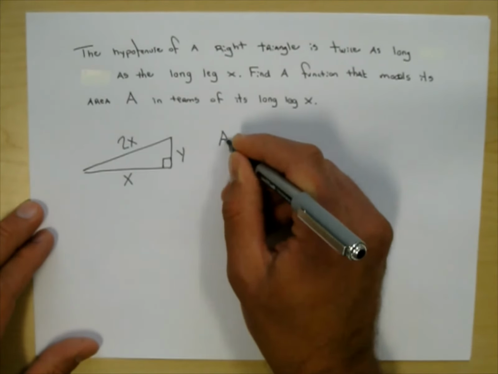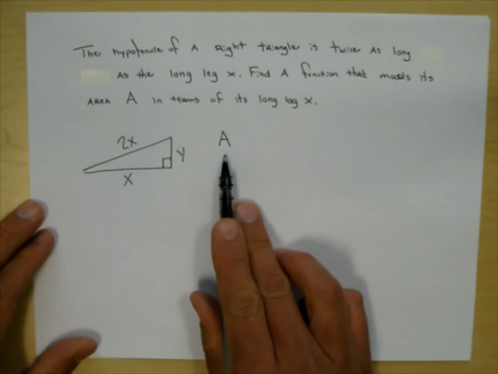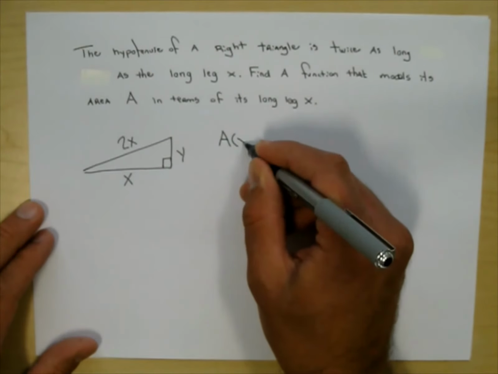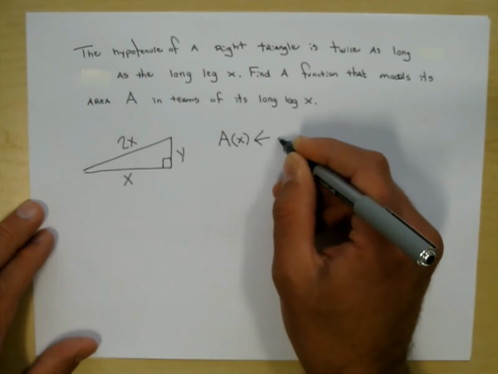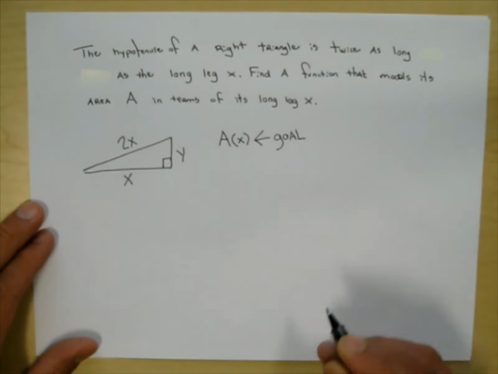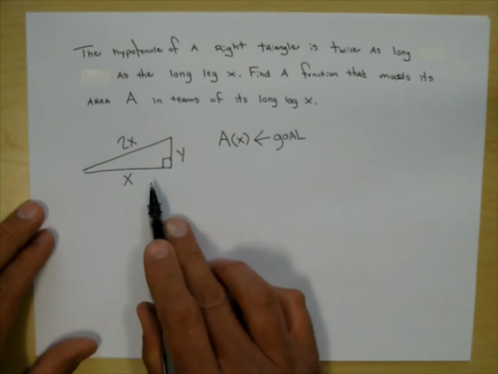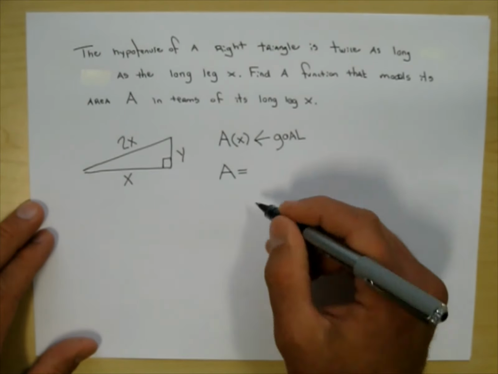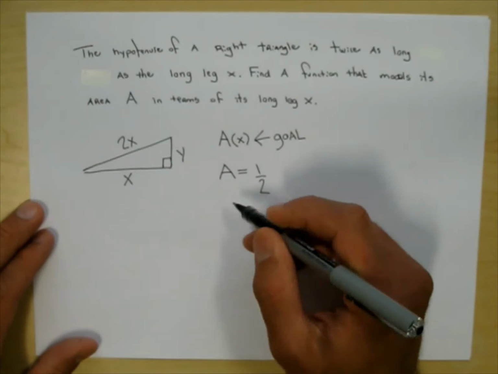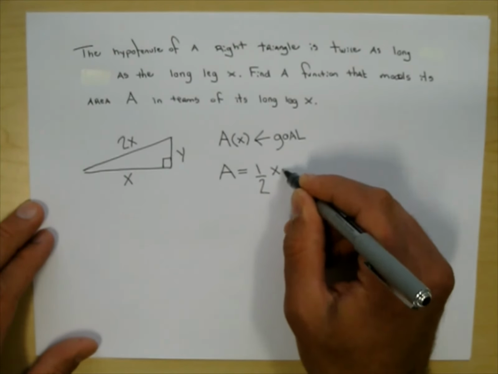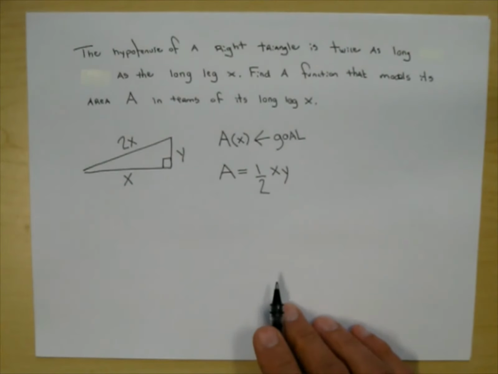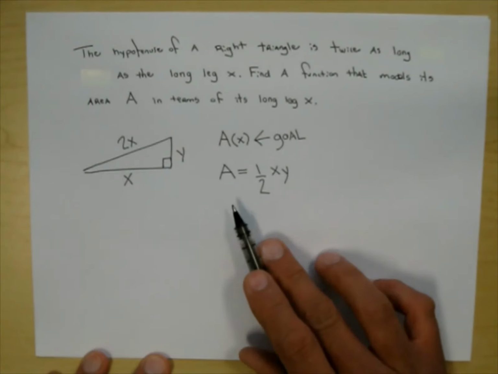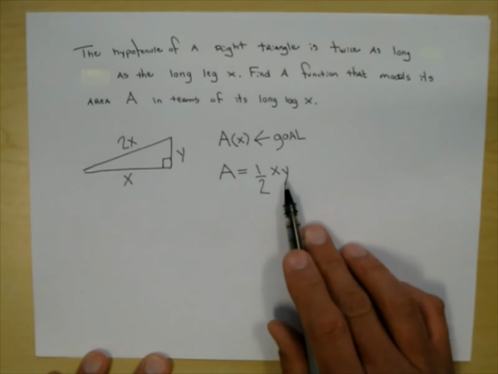They're trying to have us find this right here. Find a function that models its area in terms of its long leg. So we want a function that looks like this. This right here is our goal. Okay, do we know the area of a triangle? And the answer is hopefully yes. It is 1/2 base times height. So 1/2 x times y. Now, if this y wasn't here, we'd be able to say we're done because we have something called A of x. It's all in terms of x, but the y is there.